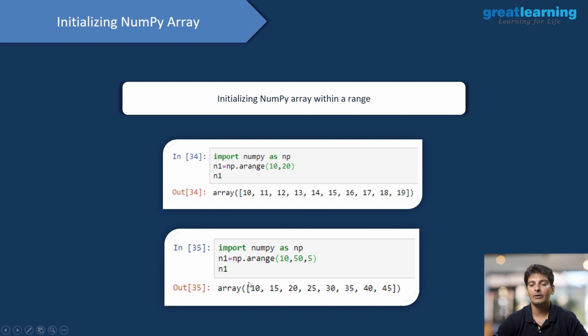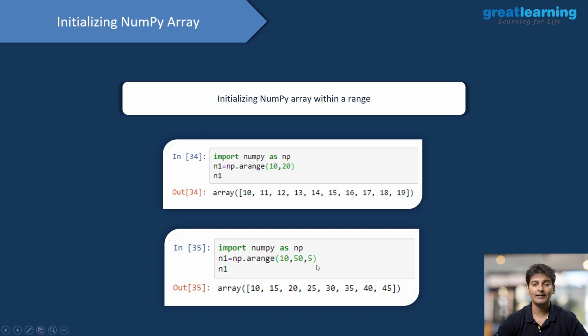So your first number would become 10, second number is 15, 20, and then this goes on till 45. You have to keep in mind that this last number which you see is exclusive. It is not inclusive. So when you add 5 more to 45, if it is less than 50, only then you'll get the last value. If it is equal to or greater than 50, then you will not get that value.